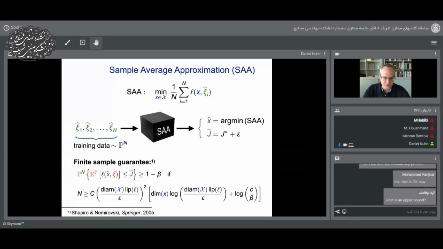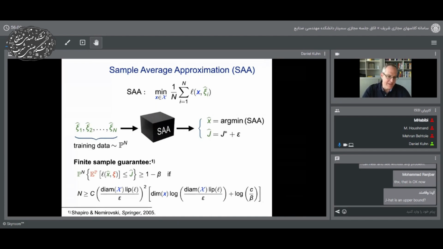Now, however, there are some problems. First of all, this bound depends on the diameter of the feasible set X, which means that this set needs to be bounded, otherwise the bound is meaningless. Also, this bound depends on the Lipschitz constant of the loss function L. So what we require here is that the function L is Lipschitz continuous in xi uniformly over all x. And that's also something that not every problem would satisfy. So these are quite restrictive assumptions.